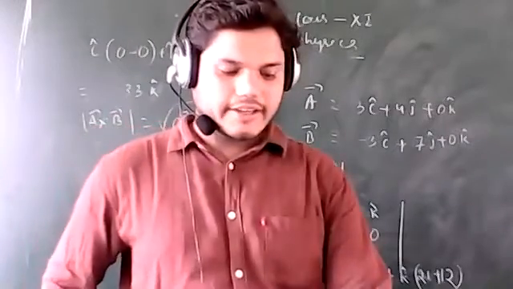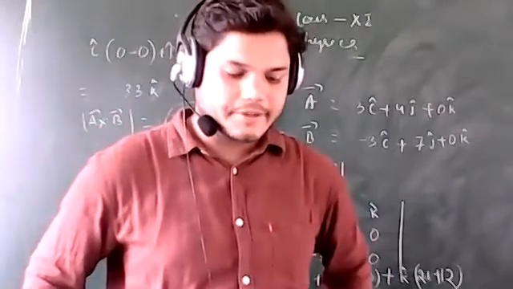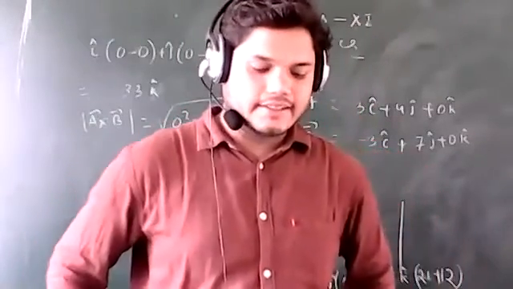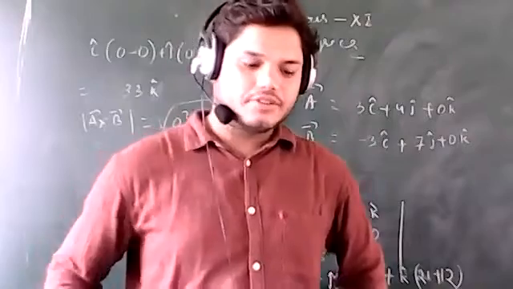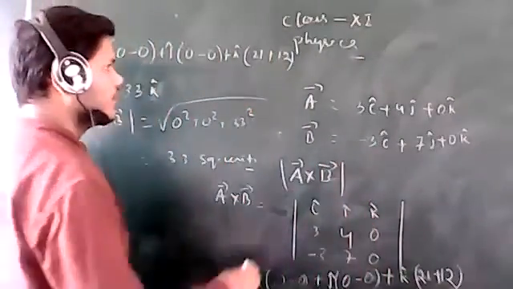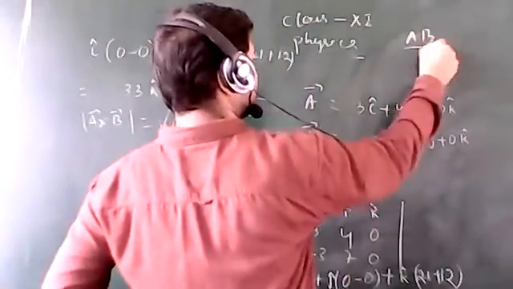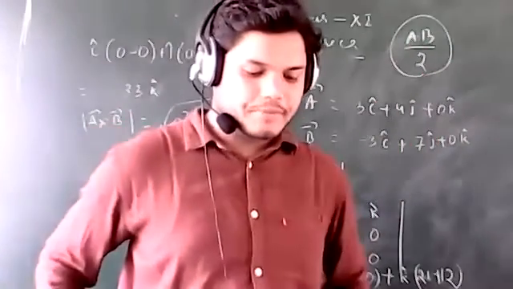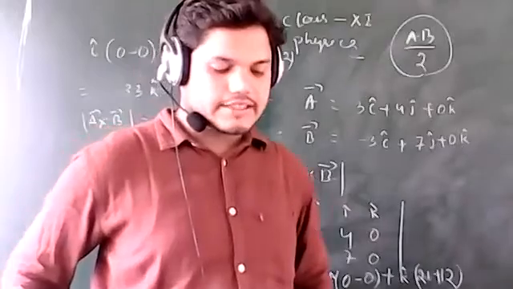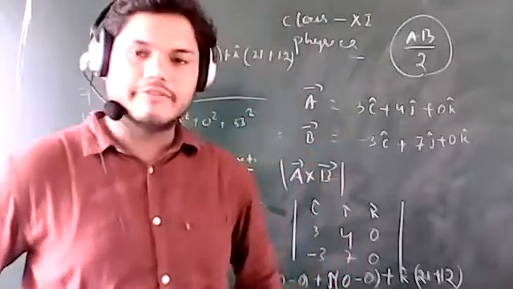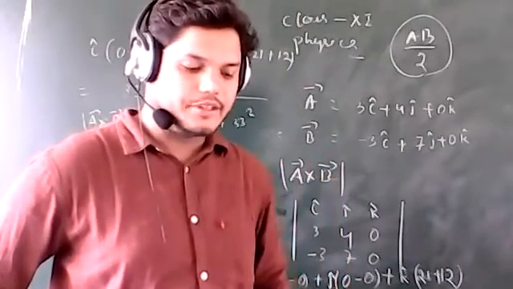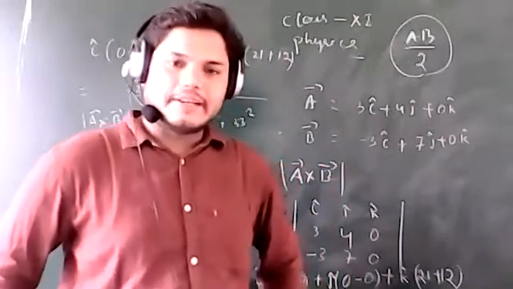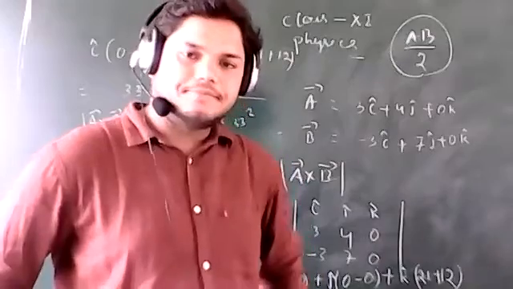If A and B denote the sides of the parallelogram and its area is equal to AB upon 2, where A and B are the two sides of the parallelogram, okay. The question is asking, find out the angle between A and B. How can you find out the angle between A and B?